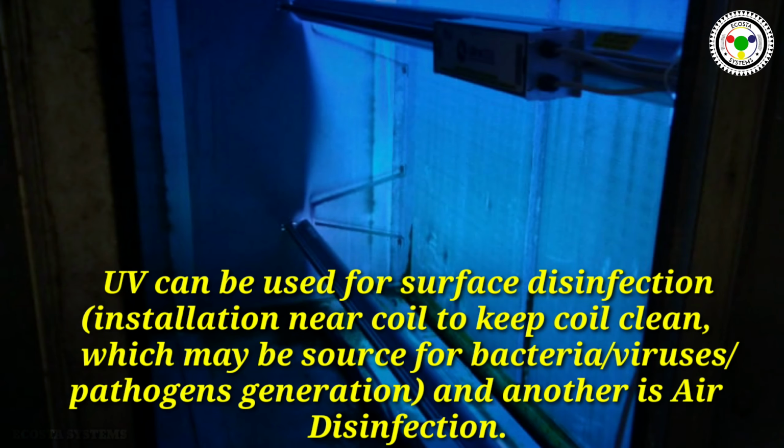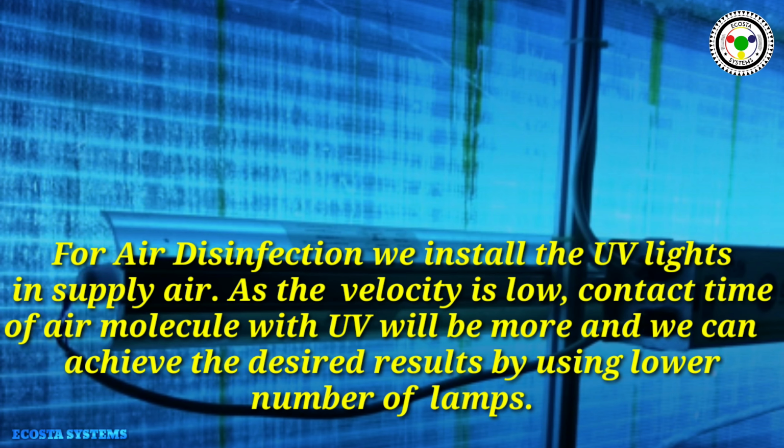UV can be used for surface disinfection by installing near the coil to keep the coil clean, which may be a source for bacteria, viruses or pathogen generation. UV can also be used for air disinfection. For this, we install the UV lights and supply air. As the velocity is low, contact time of air molecule with UV will be more and we can achieve the desired results by using lower number of lamps.